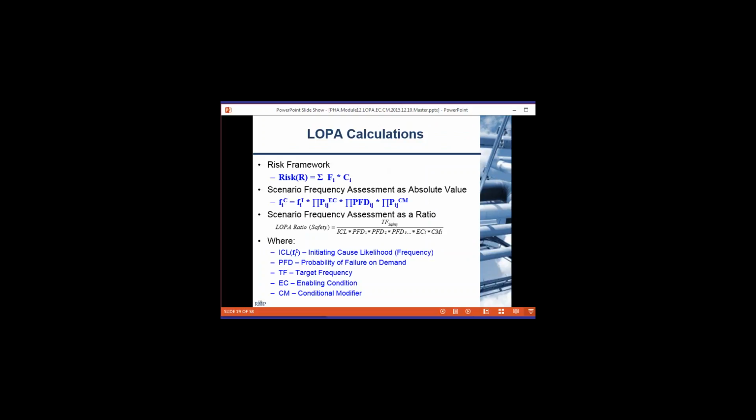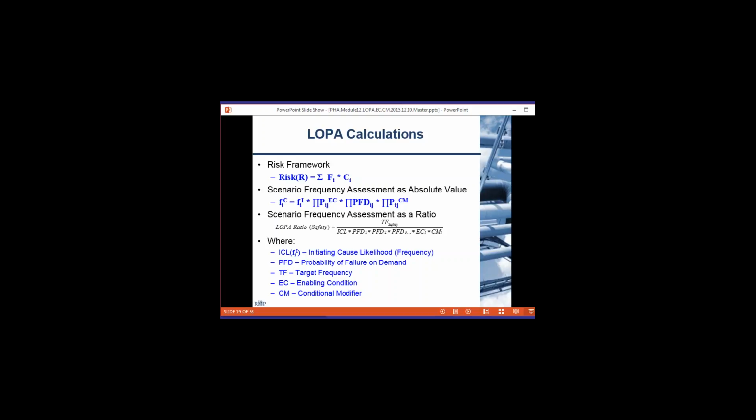The second and third bullets are different ways that LOPA is used. Some people use a LOPA ratio. Basically, it's a ratio between your target frequency that you're trying to achieve and the frequency of the event that you've got. Target frequencies may be looking at the likelihood of a certain consequence that you don't want to have happen. And the second equation gives you an idea of how this works mathematically, multiplying the initiating event frequency times the product of all the enabling conditions times the product of the probability of failure on demand of the safeguards times the product of the probability of your conditional modifiers. All these things come together when you want to make decisions.